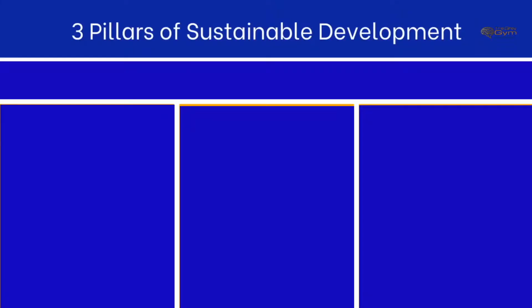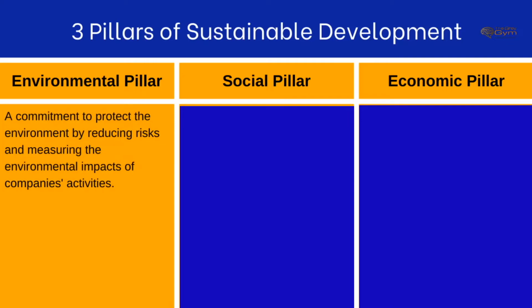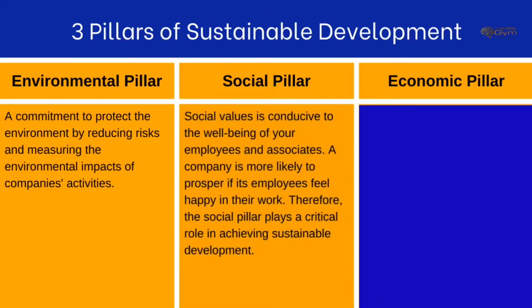So let's begin. What are the 3 pillars of sustainable development? They are environmental pillar, social pillar, and economic pillar. The environmental pillar is founded on a commitment to protect the environment by reducing risks and measuring the environmental impacts of a company's activities.